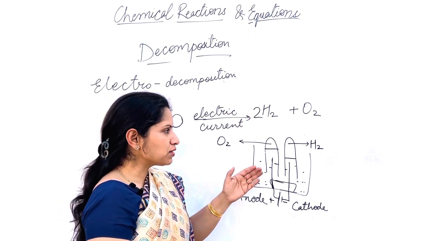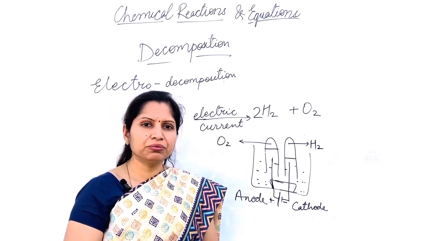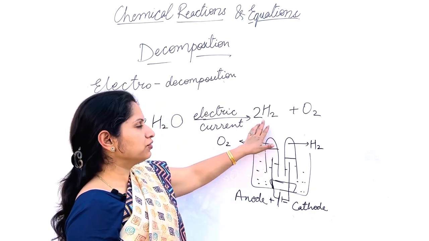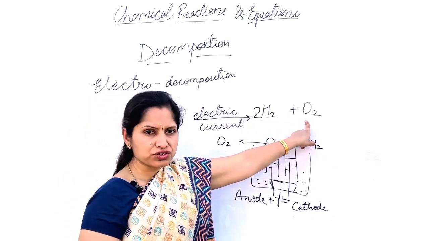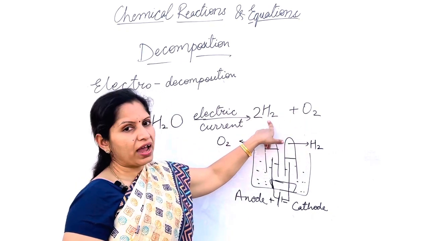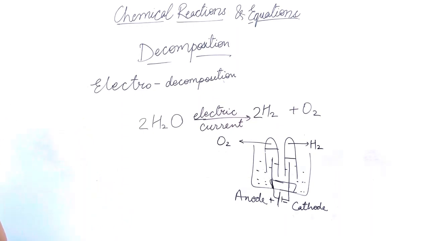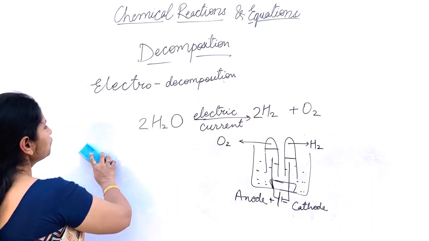And so the answer will be hydrogen gas will be collected more, because when we perform the electrolysis of water, for every molecule of oxygen formed, two molecules of hydrogen are formed. Okay, so I hope that is clear to you. I am going to erase this off now.